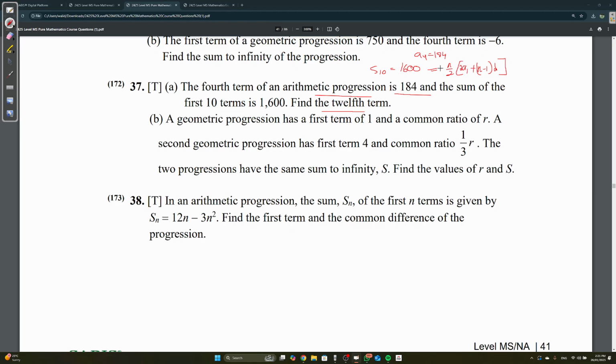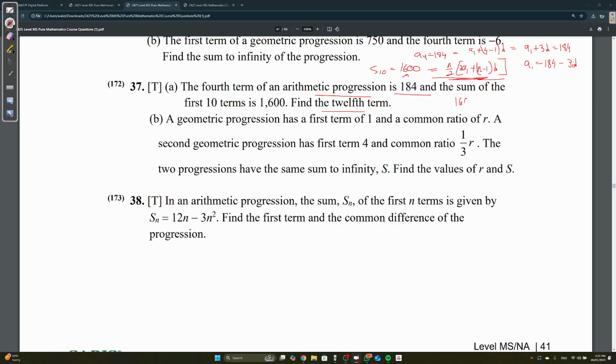Okay, let's start doing some stuff here. What do we know about a4? A4 is equal to a1 plus n minus 1 d, and n in this case is 4. So a1 plus 4 minus 1 d is equal to 184. So we get a1 plus 3d is equal to 184. Can I find an expression for a1 here? Yes, a1 is equal to 184 minus 3d. So can't I substitute a1 with 184 minus 3d? Of course I can.